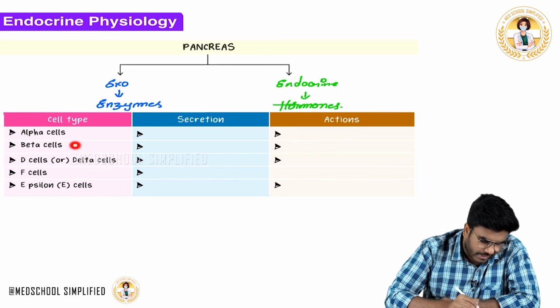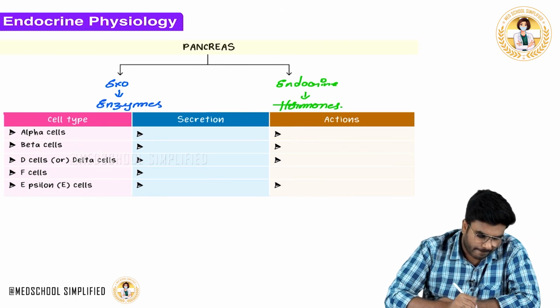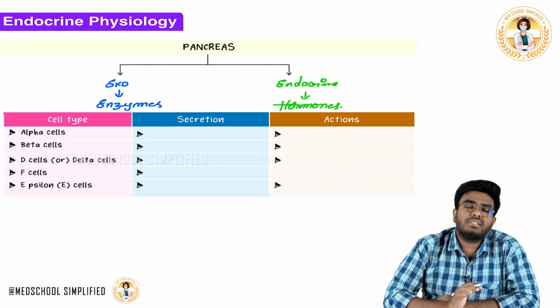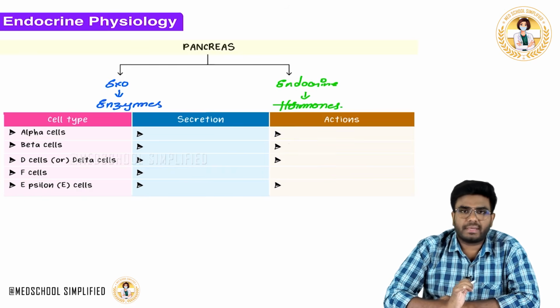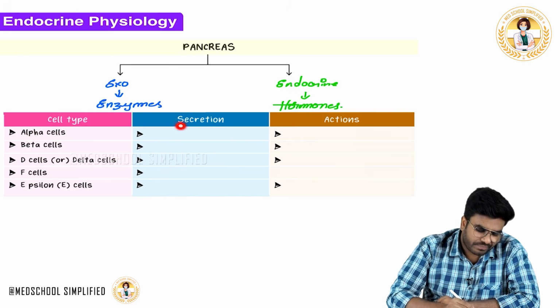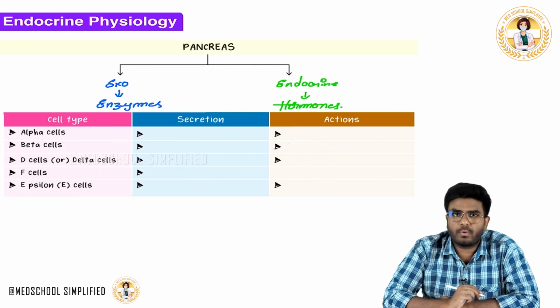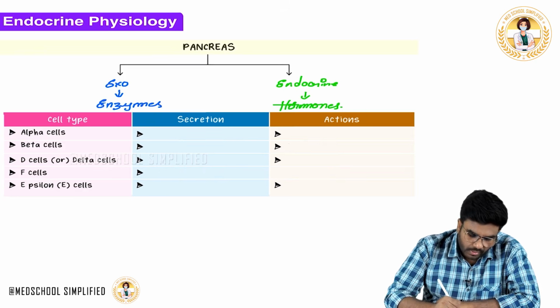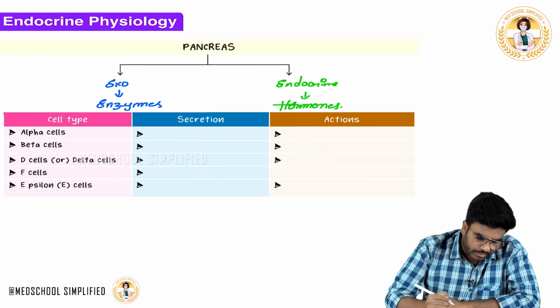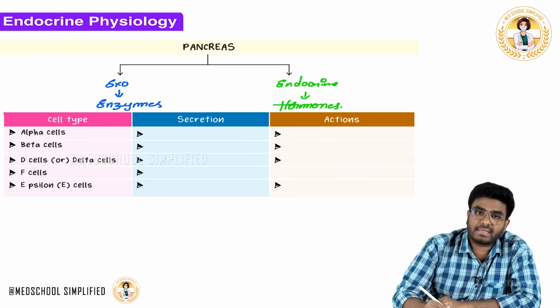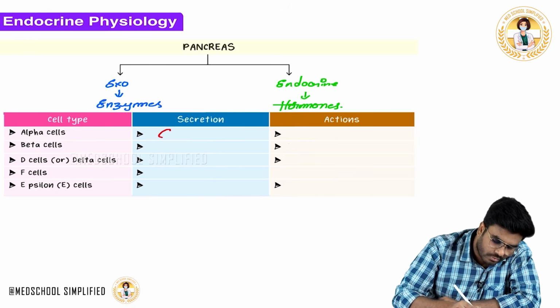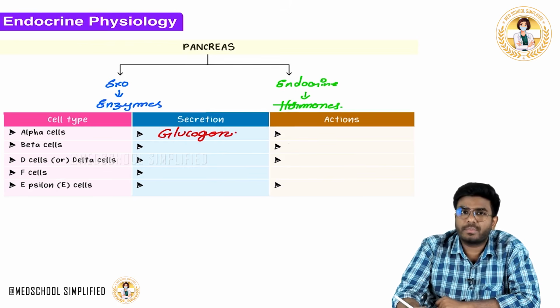Alpha cells are A cells, beta cells are B cells, delta cells are D cells, F cells, and epsilon cells are E cells. These are the different types of cells present in the pancreas. These different cells produce different types of hormones, and those hormones show different actions in our body. Now let's see the hormones produced from the alpha cells. Alpha cells of the pancreas produce glucagon.